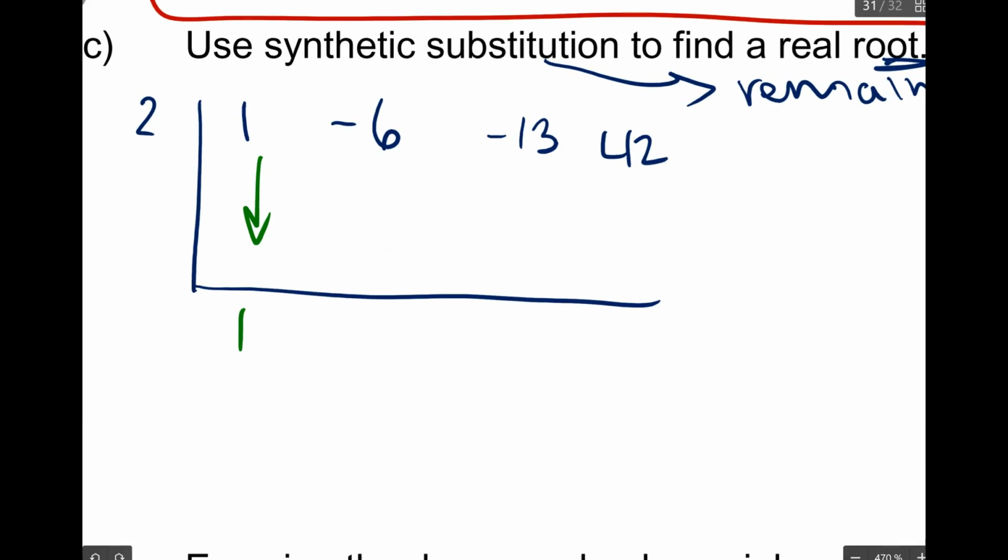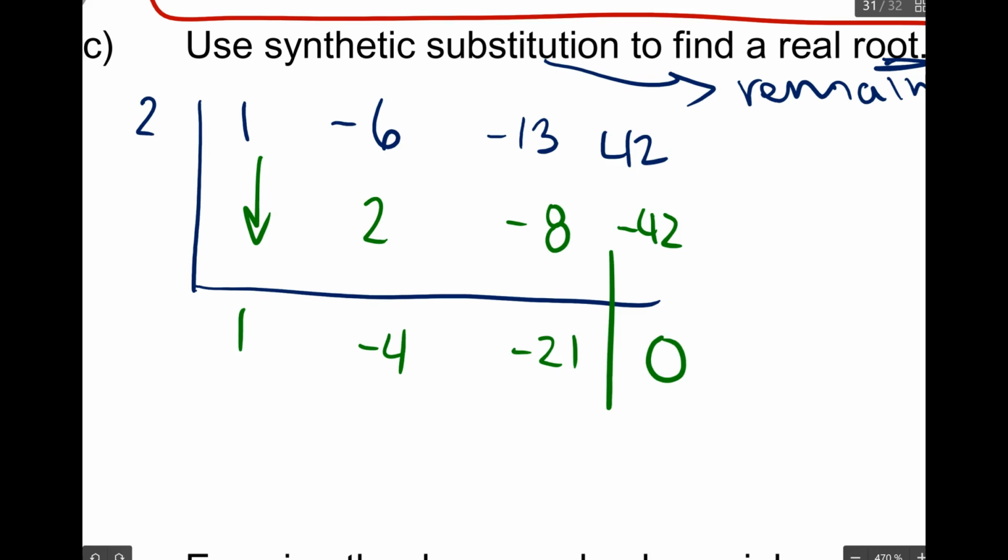Bring down the 1, multiply by the 2, add them together, get negative 4, multiply by 2, get negative 8. Oh gosh, add them up, you get negative 21, multiply 2 and 21, negative 42. Oh, and you get 0 as a remainder. Awesome, so we did find a solution. If I found that the remainder was not equal to 0, guess what? I would have had to try synthetic all over again, because that meant I found something that's not the solution.